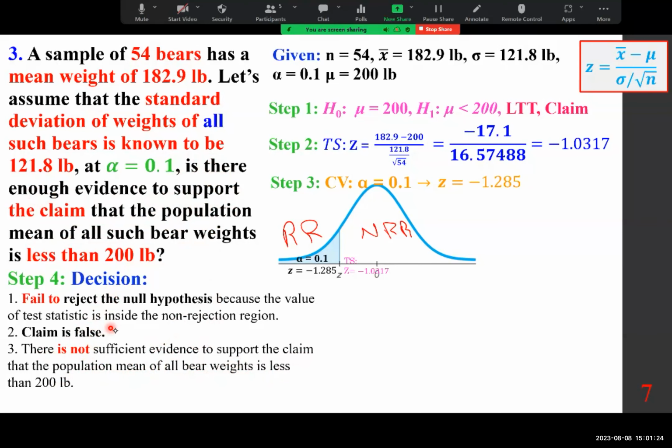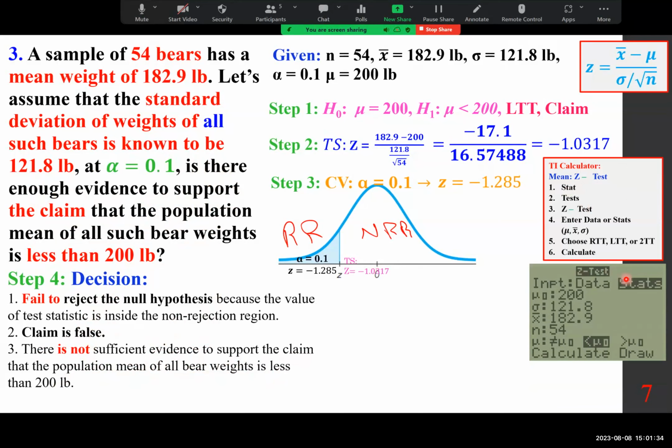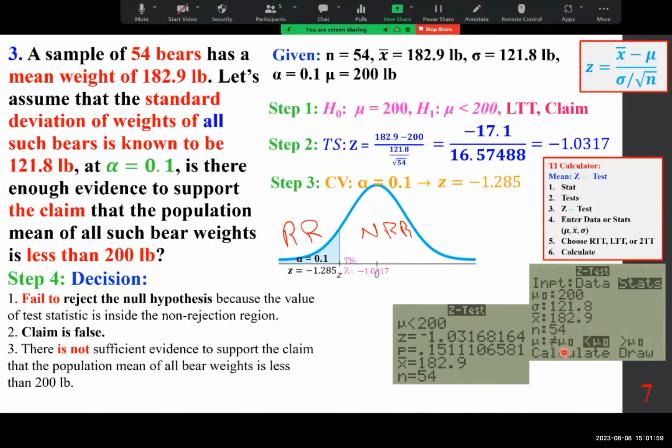What if we want to do it with a calculator? We're going to use the Z-test, and you go to stat test, Z-test, and you put in the information. So if we go to Z-test, it's going to ask us for mu. Again, the given will save us: 200. It will ask us for sigma. It will ask us for X bar. It will ask us for N. And one of those, again, you have to choose not equal, less than, or greater than. And that's why you write this, it's less than. And then you do the calculation.